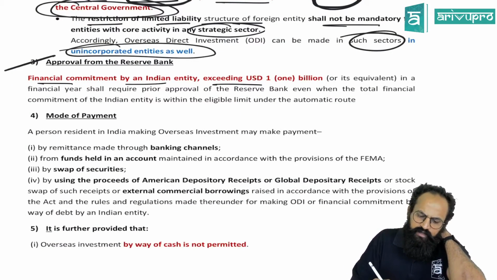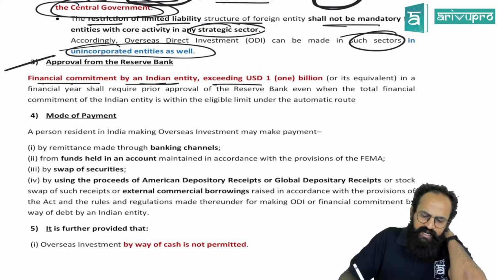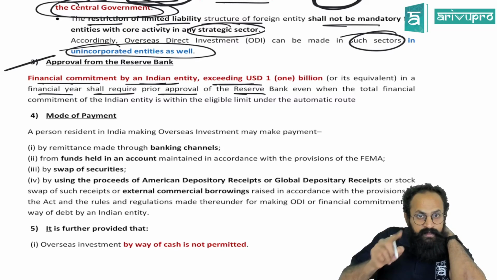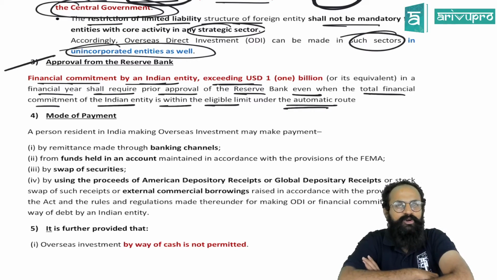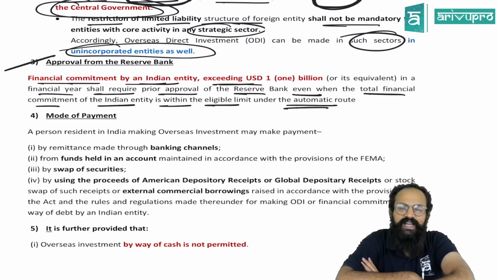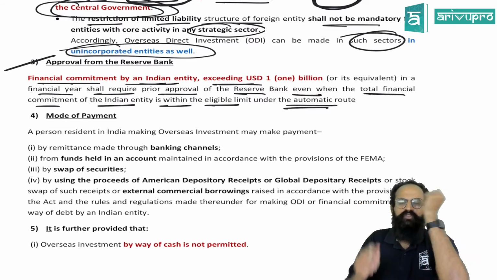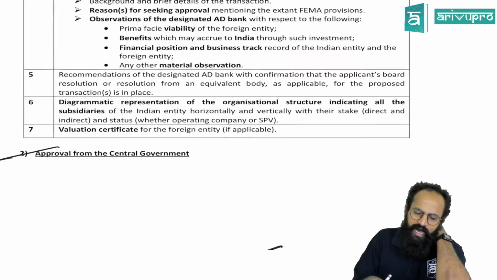See, financial commitment by an Indian entity exceeding USD 1 billion or its equivalent in a financial year shall require prior approval of RBI, even if the total financial commitment of the Indian entity is within the eligible limit under the automatic route. That is what I told you. Even if it is less than 400%, you should still take RBI approval. This is clear.